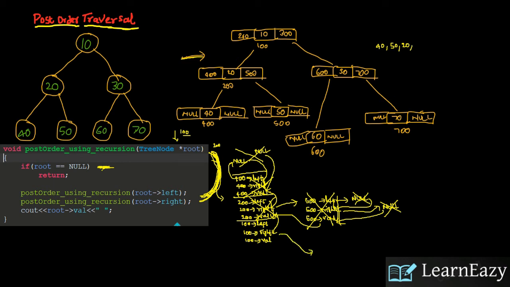100 right nothing but, let's say this one is 300. 100 right is nothing but 300. So 300 will pass it to this function. 300 not equals to null. Then 300 left, 300 right, 300 value.